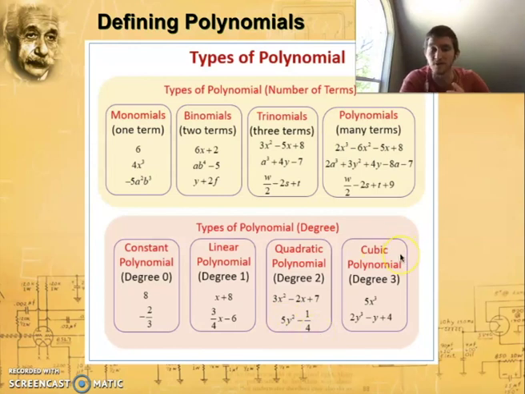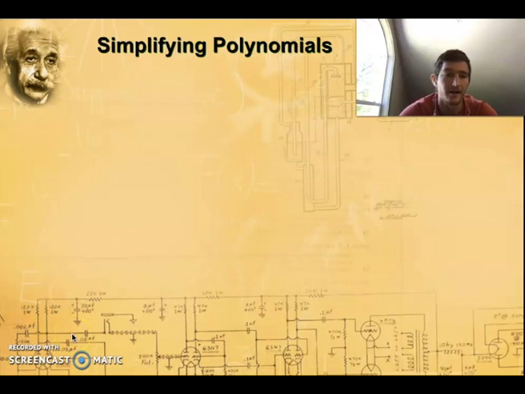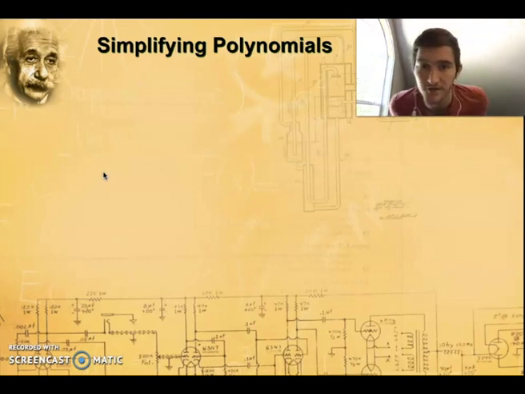Finally, the cubic polynomial has a degree of 3. You would have 5x cubed, or you could have 2y cubed minus y plus 4. So again, a cubic trinomial on the bottom, and you have a cubic monomial on the top. So now we're going to get into simplifying polynomials. Now that we know what they are, we want to use our skills of simplification to put them into a more easily understandable form.